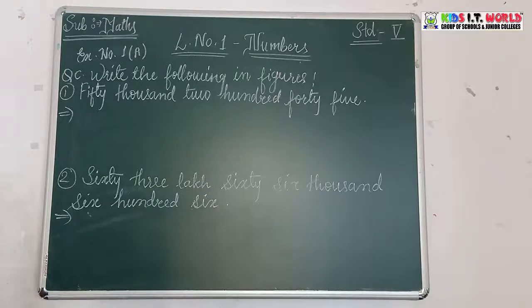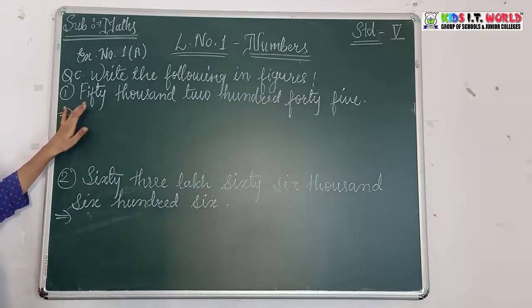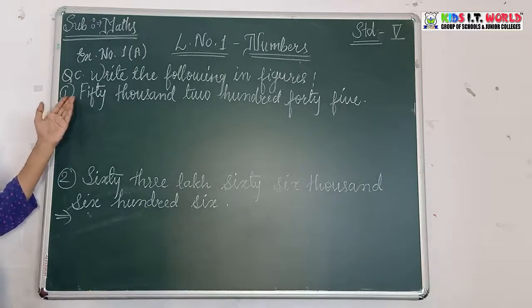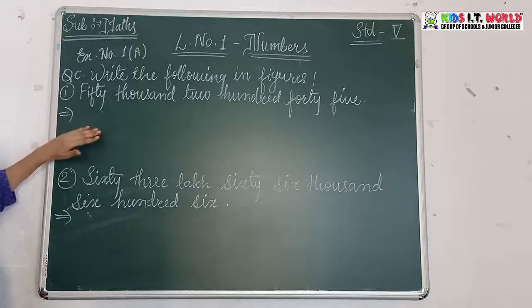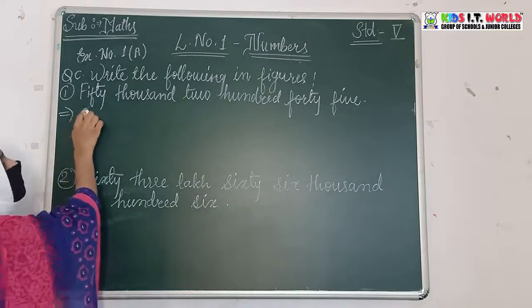Now here the question number C is here. Write the following in the figures. In the previous question they have given you in the figures and you have to write it in the wording form. And in this question they have given you the values in the wording form and you have to write those values in the figures form. Now read the question carefully.